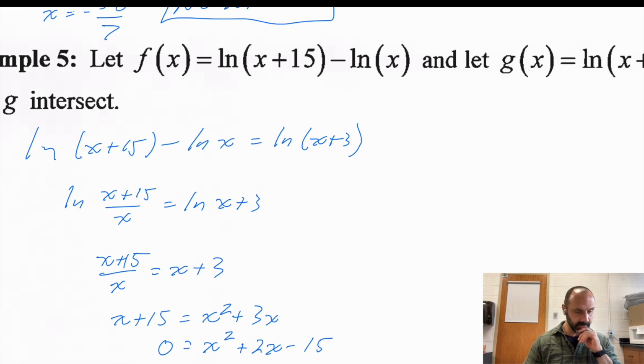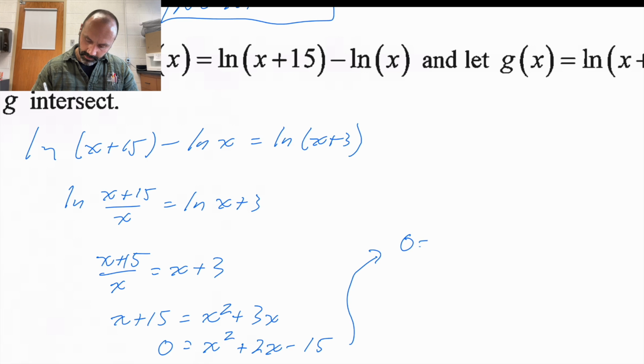Now that's a little bit different from what I have over here. Why would that be? Oh, because what's in the answer key again is different from what is here. They have natural log of x plus 10. But anyway, we can continue with this. 0 equals x minus 3 and x plus 5. That works, right? So x equals negative 5 or 3.